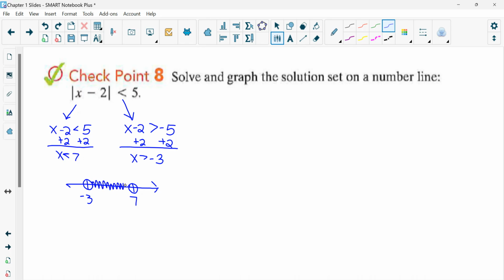Your shading should never go in the same direction. So if I said less than 7 and I forgot to switch my inequalities and it was less than -3, that doesn't make sense to me. So you want to use that as a guide. If I saw both shadings were going to the left, you'd have to go back and check your work because somewhere there's a mistake. So now that we know our shading's in the middle, our interval notation is parenthesis -3 to 7, parenthesis.